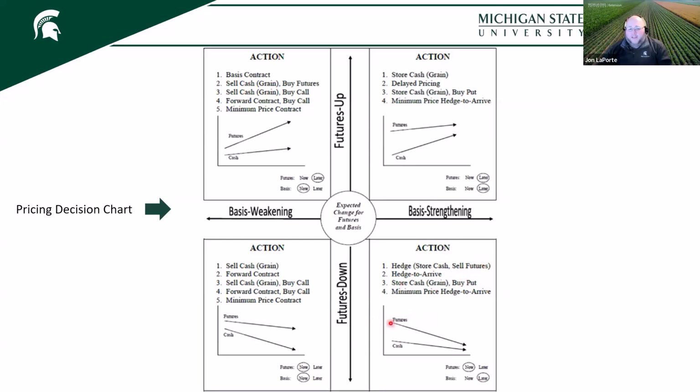A hedge-to-arrive where we lock in that futures price, and see if the basis does get stronger, allows us to capture a higher price. Or we use our put option and store the grain to give us that opportunity to sell at a higher price. Or we use some of these combination loans again to minimize our downward risk, but give us some upward potential in case markets turn around and go a different direction.